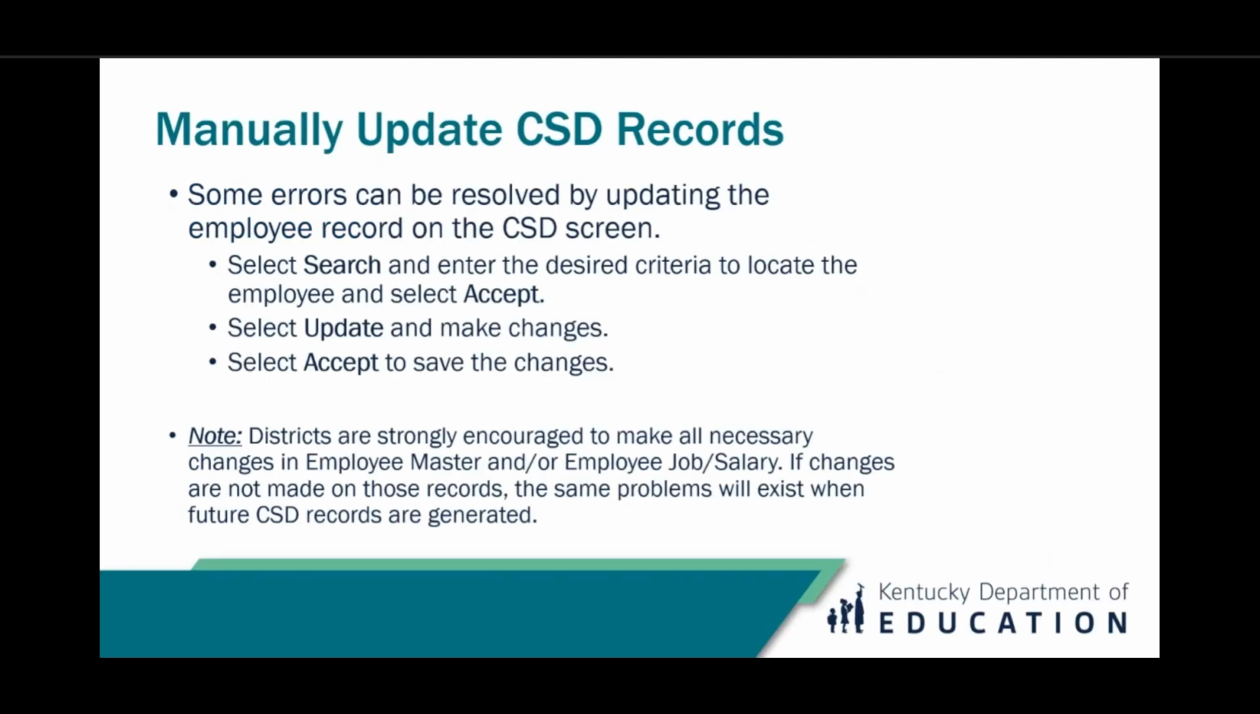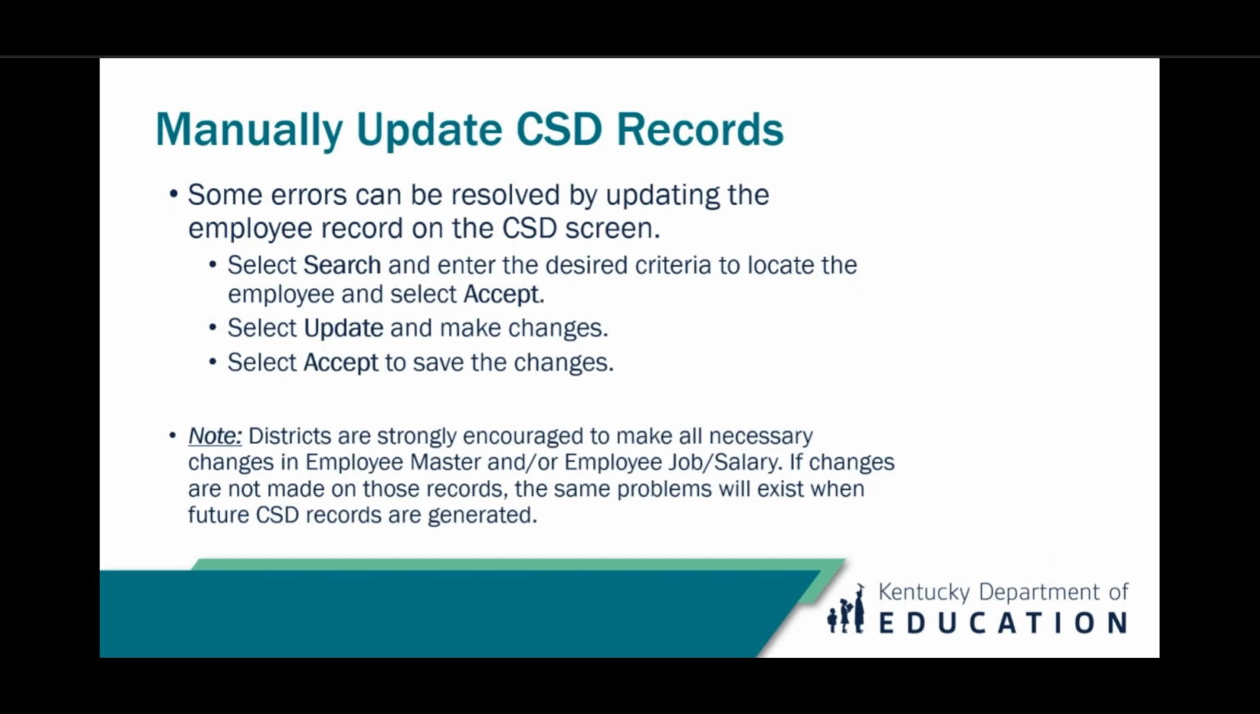So, manually updating CSD records. Some errors can be resolved by updating the employee record on the CSD screen. You simply select search, put in the desired criteria and accept. You'll select update to make the changes and select accept to save the changes. But our note here is really important.